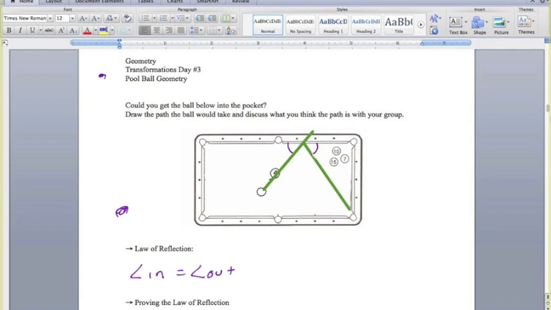Is it actually going to make it? Is it not? We would need a protractor to measure that out and guarantee. But the key to this activity, as we move through our problems, is this law of reflection, that our angle in needs to equal the angle out.